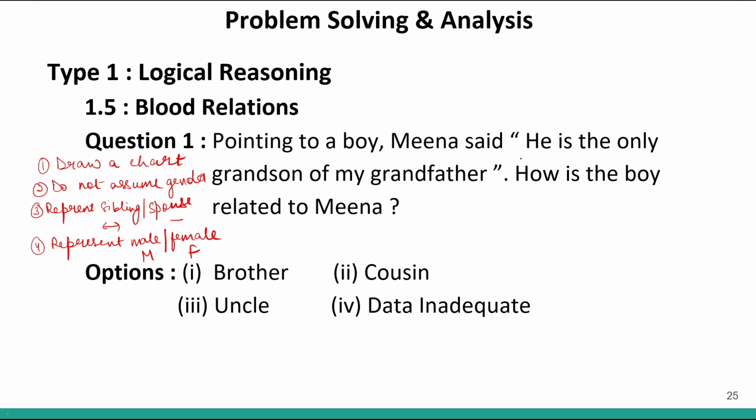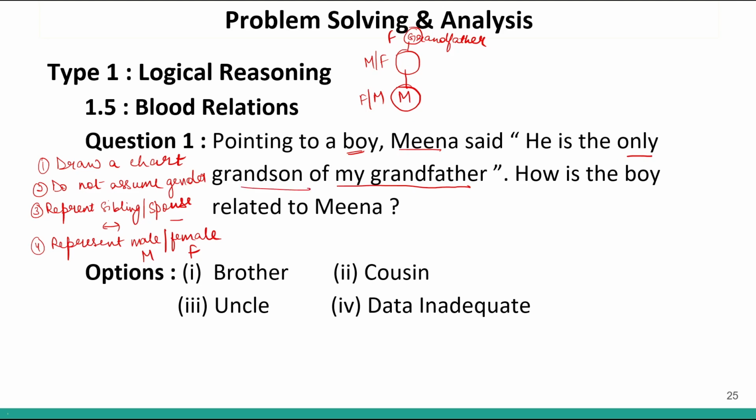Pointing to a boy, Meena said, "He is the only grandson of my grandfather." So Meena, let us say, is here. Meena's grandfather first. Meena said he is the only grandson of my grandfather. Meena, we don't know whether she is a female or a male, correct? Will have a mother or a father, and his father will be Meena's grandfather, correct? Now Meena is saying that this boy is the only grandson of my grandfather.